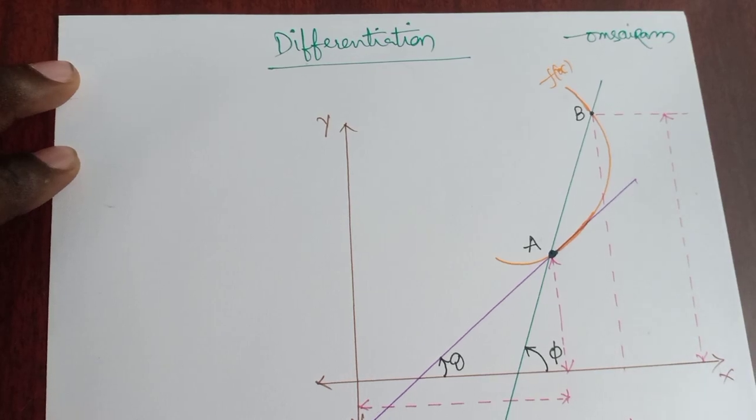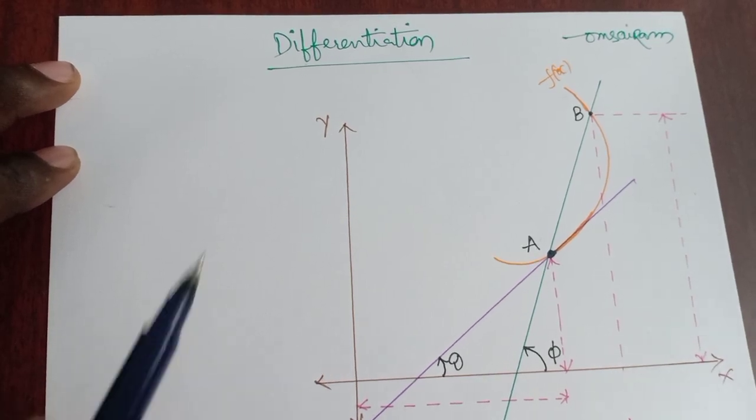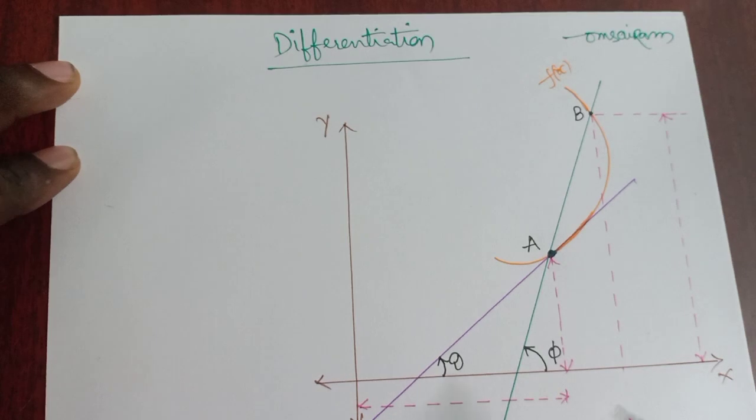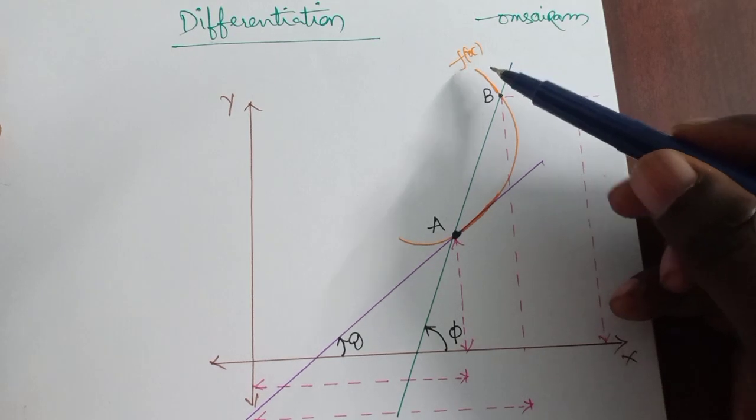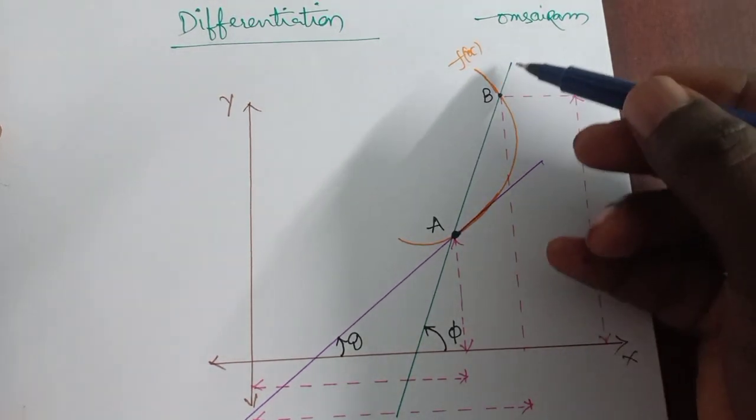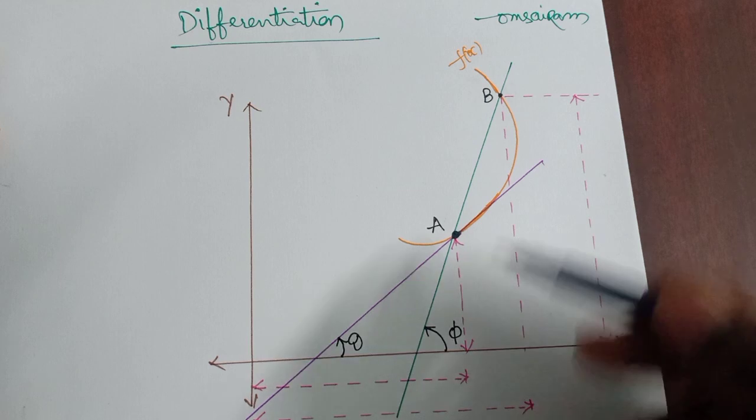Hi students, today we will discuss the basic concepts of differentiation by using a graphical approach. See, clearly here f of x is a function and AB is a secant.